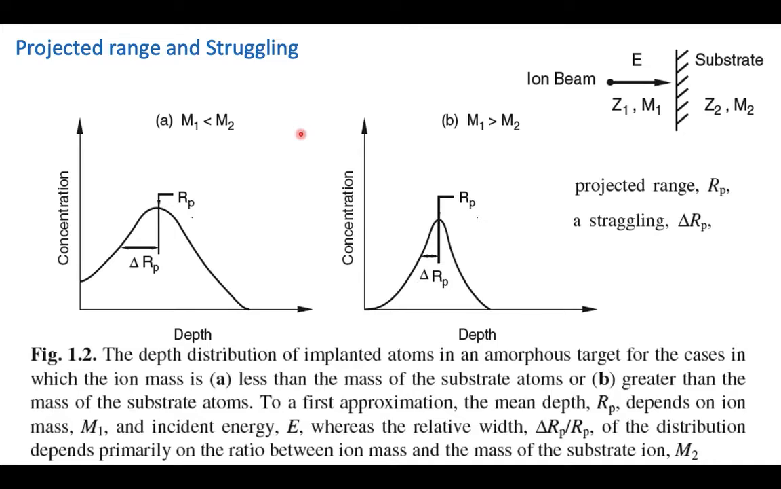Now, as I said, there is some sort of distribution. Depending on the mass of the ion and the mass of the substrate material, the position of Rp could be different, but the distribution also depends on the mass. For example, if the mass of the ion is low, then Rp is quite wide. Whereas if the mass of the ion is higher, then the straggling is very narrow. These are all processes you need to know, because ultimately the distribution of the dopant ions inside the material is important to know.